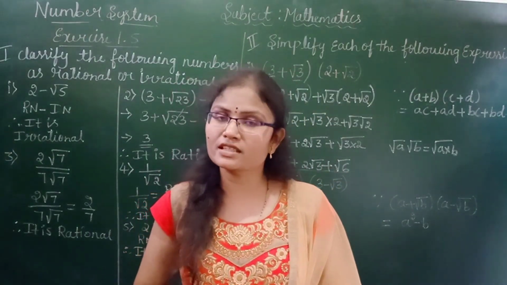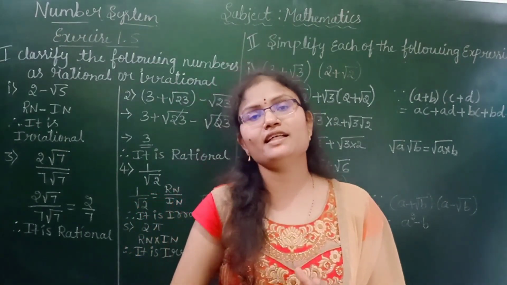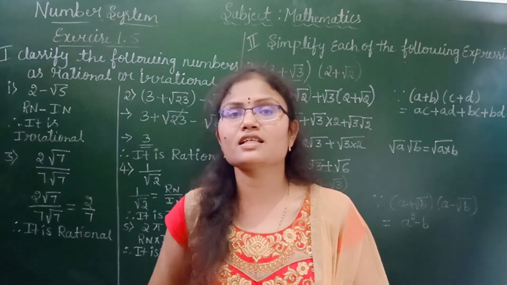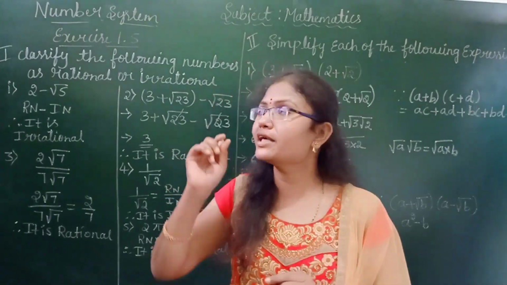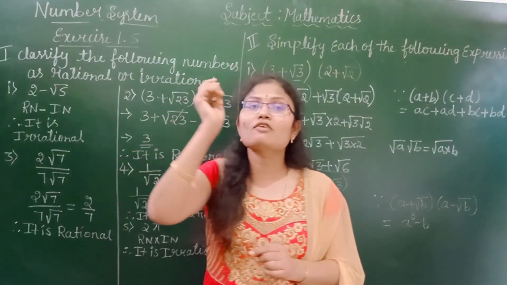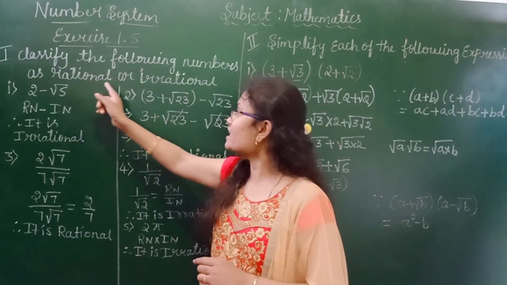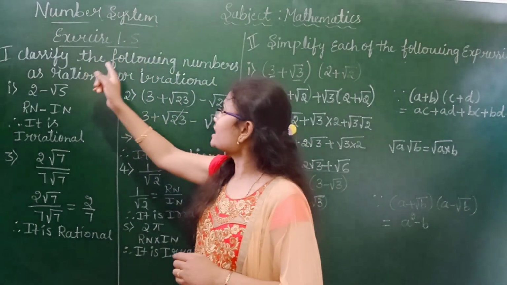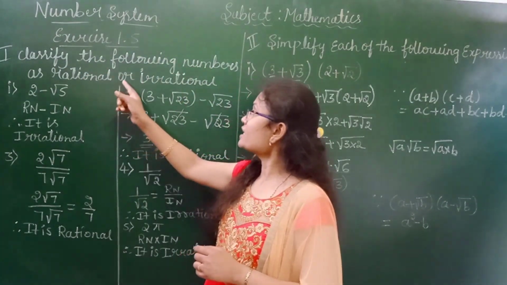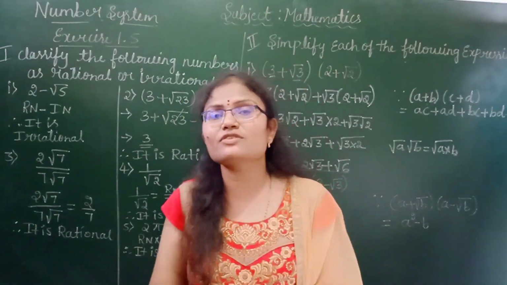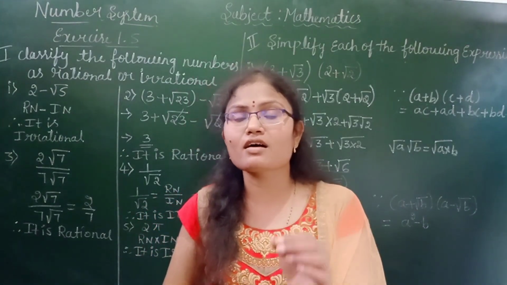In the previous session, we discussed rationalization. In this session, we are going to discuss exercise 1.5. The first main question they have given is: classify the following numbers as rational or irrational. We have to classify the given number as rational or irrational.